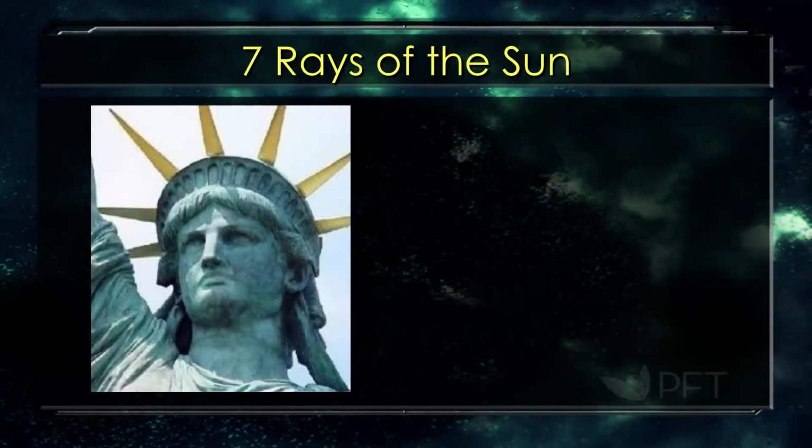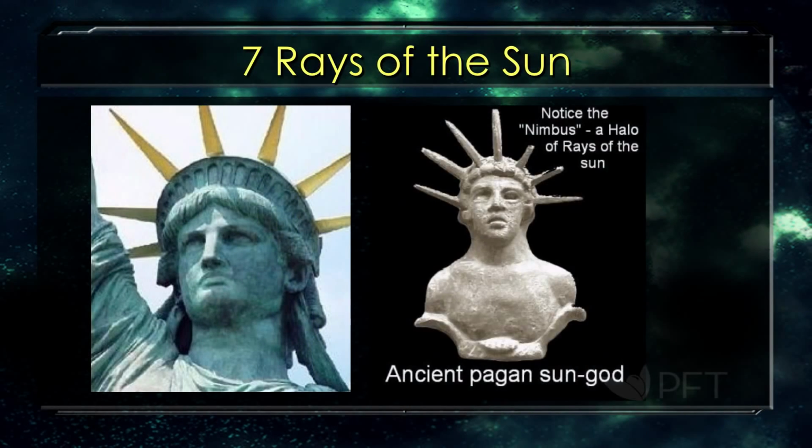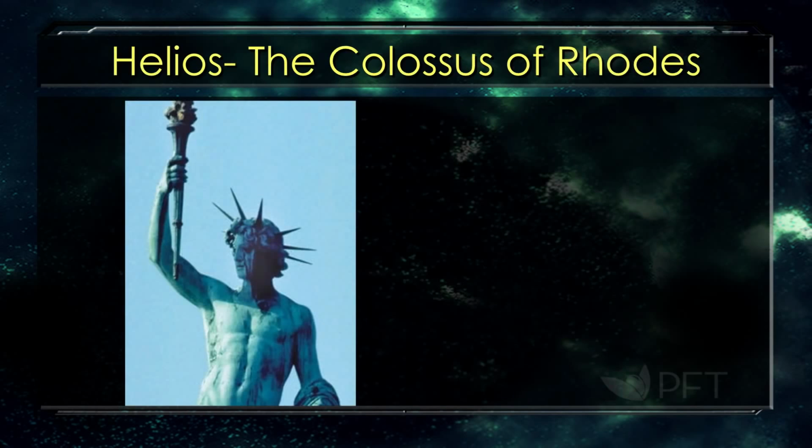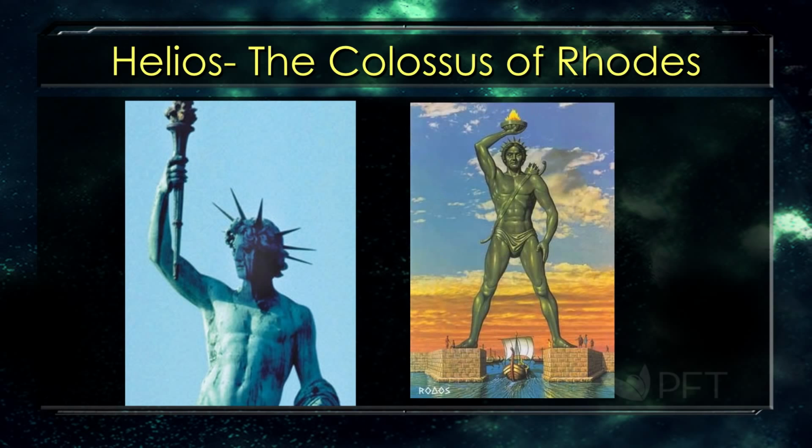The 7 rays of the sun. Notice the nimbus, the halo of rays of the sun. This is an ancient pagan sun god. It's everywhere. This is not something they just made up. Helios, look at this, holding a torch. He's the Colossus of Rhodes, one of the 7 wonders of the ancient world.